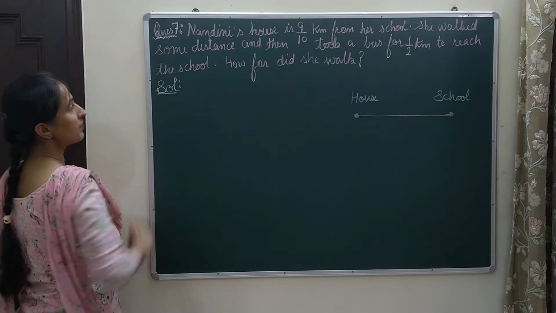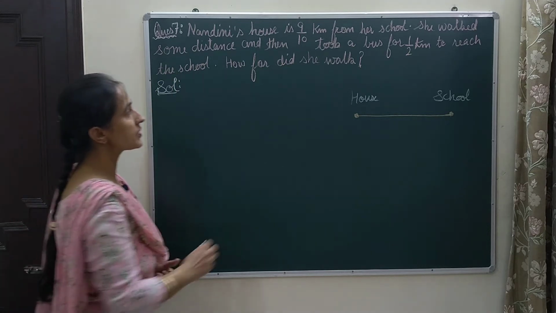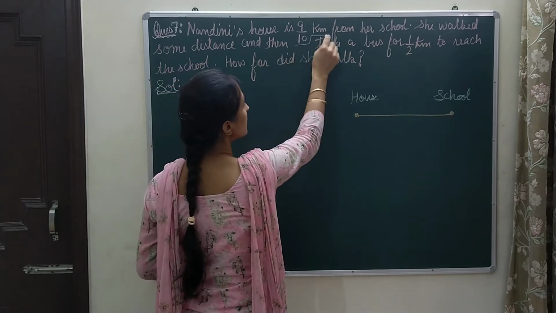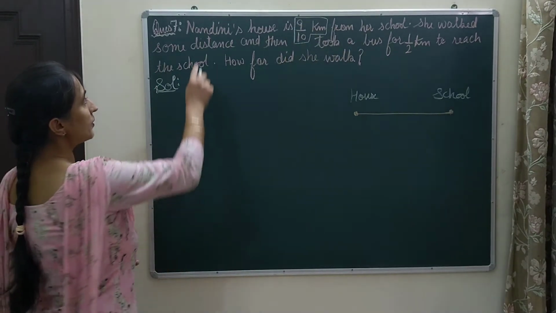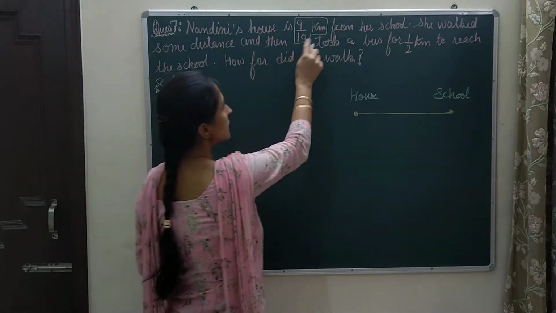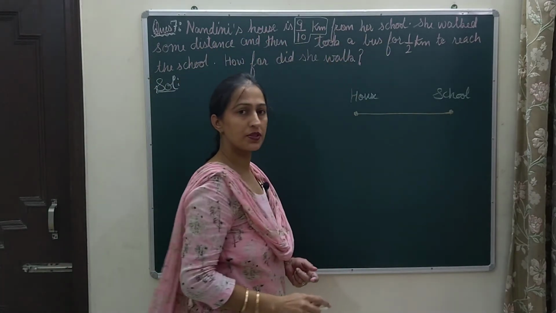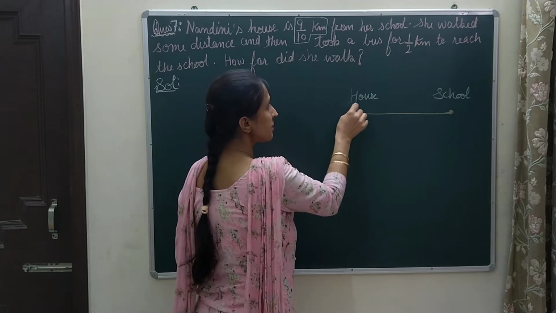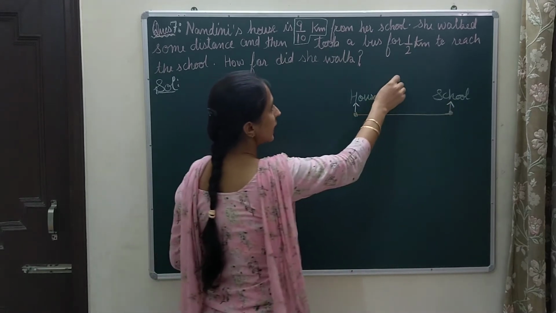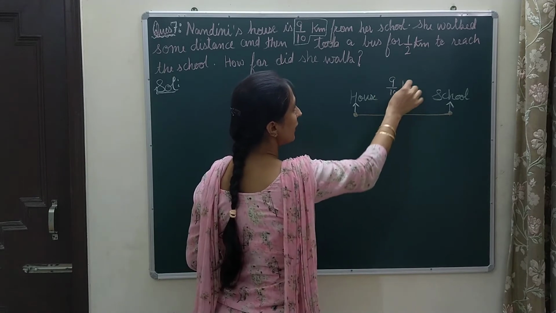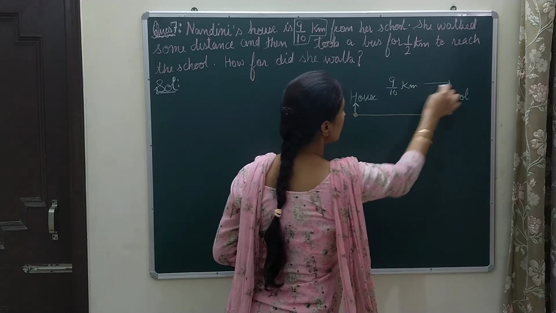Here is question number 7. Nandini's house is 9 by 10 kilometers from her school. We are given that Nandini's house is 9 by 10 kilometers from her school. That means the distance between the house and school is given to us, and that is 9 by 10 kilometers in total.